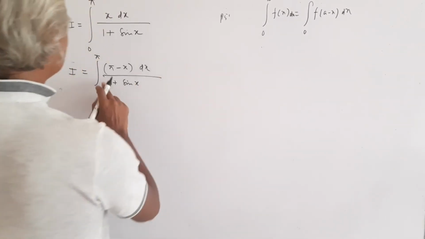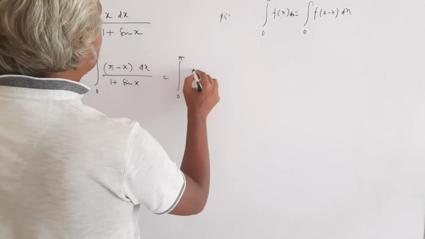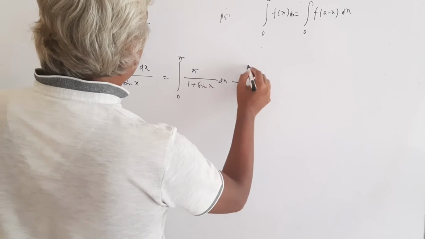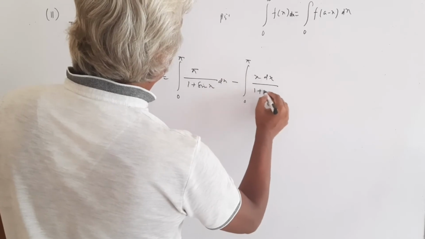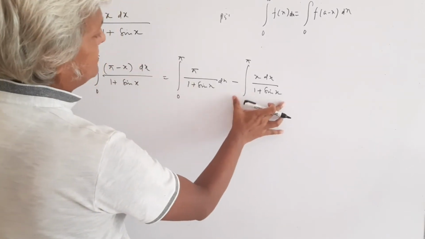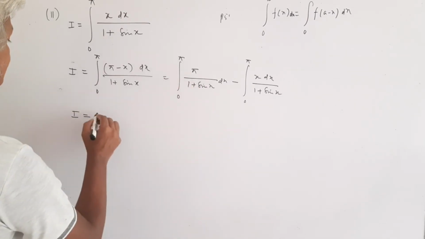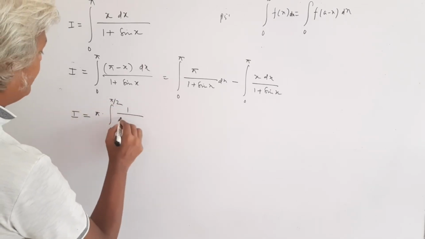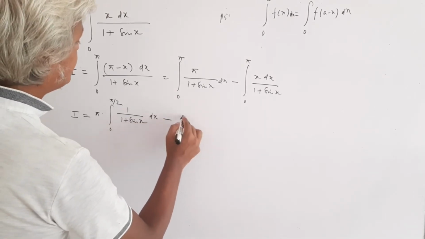So here I resolve this integral into two parts, where the first part goes from 0 to pi, and this is pi over 1 plus sine x dx, minus the integral from 0 to pi of x dx over 1 plus sine x. Now if you see, this part is the same as the original question, it means this is also I. So we have the situation I equals this, I take pi outside and write this as just the integral from 0 to pi of 1 over 1 plus sine x dx, and minus this is just I.